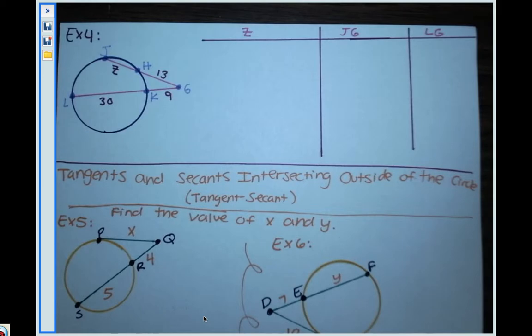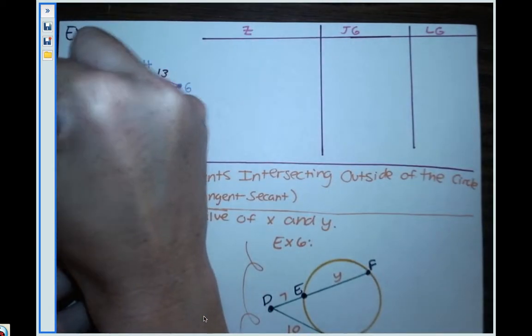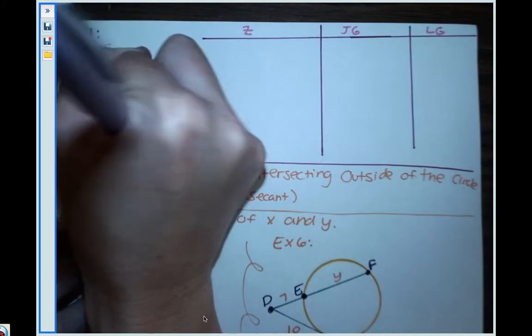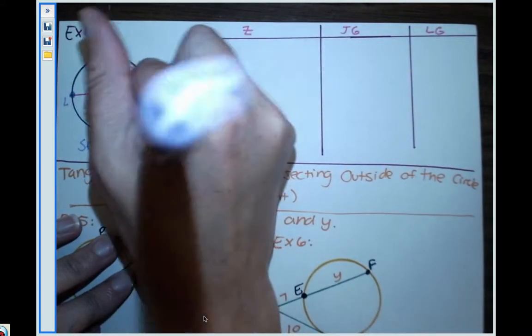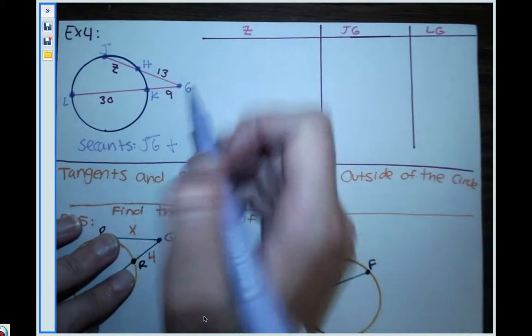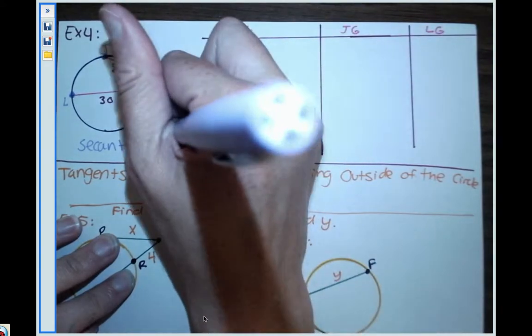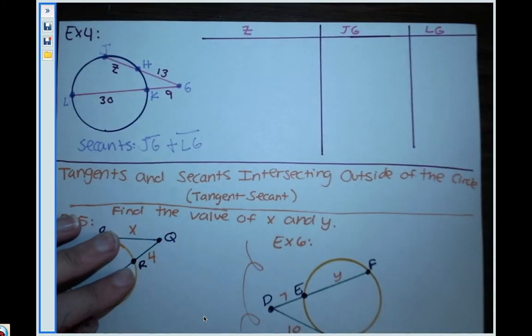Okay, so again, we have two secants in our picture, which I'm going to label for you because I just think it helps to reference later on. So the two secants we're dealing with in our problem are JG and LG. Bam. Alrighty, let's get going.